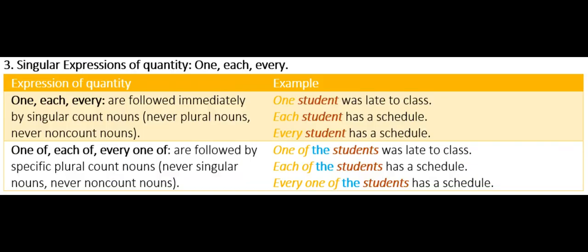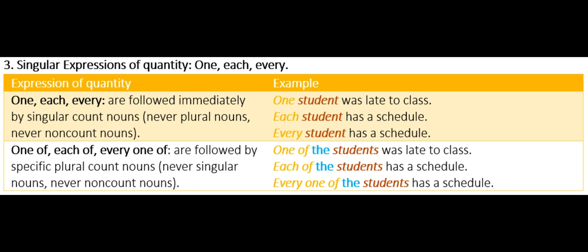3. Singular expressions of quantity. 1. Each, every. Each and every are followed immediately by singular count nouns, never plural nouns, never non-count nouns. Example: one student was late to class. Each student has a schedule. Every student has a schedule.